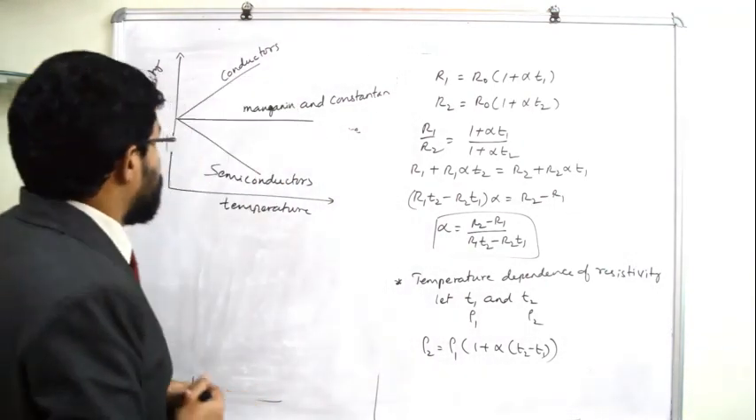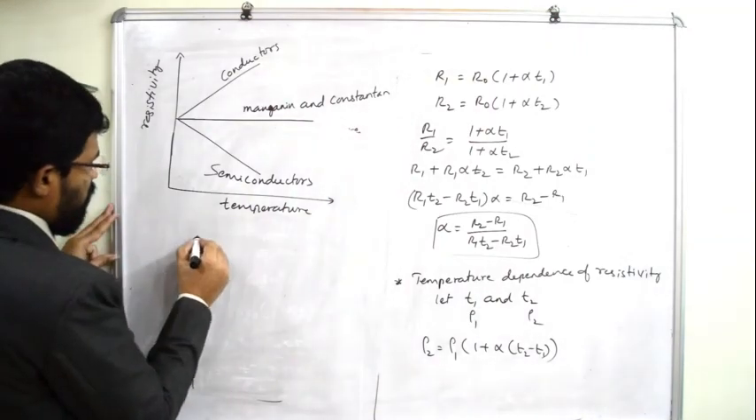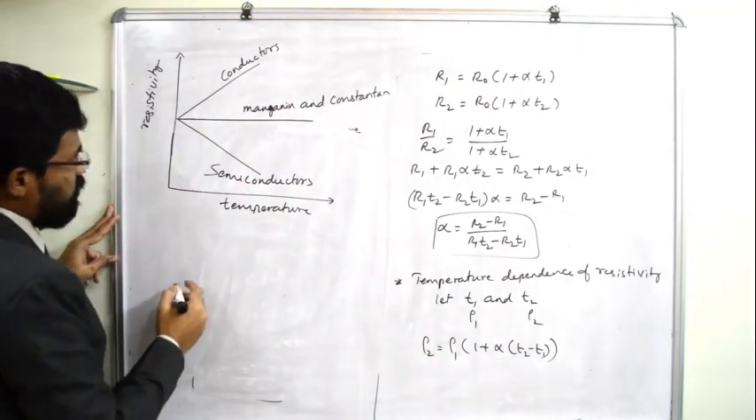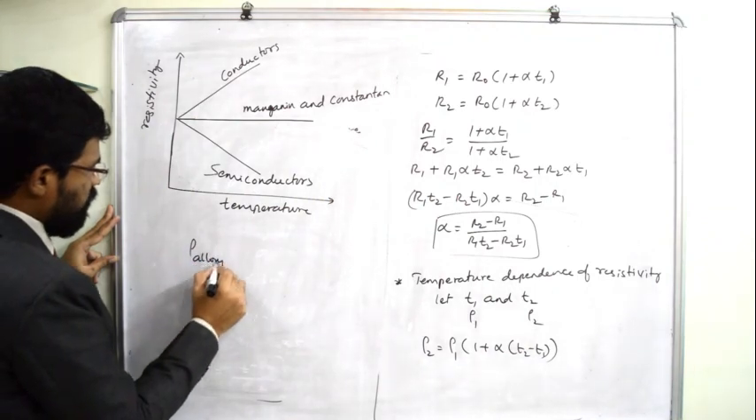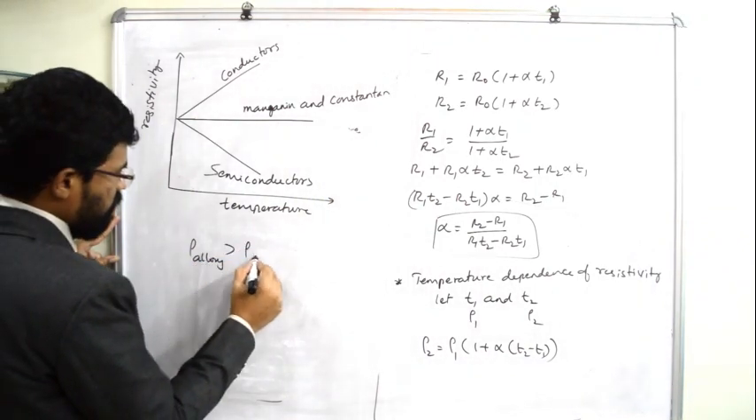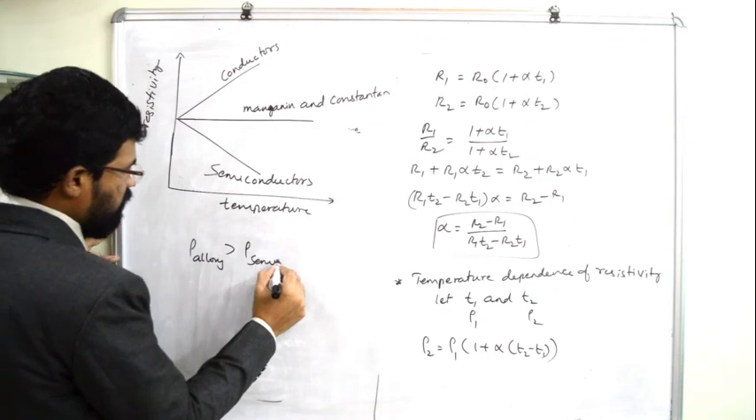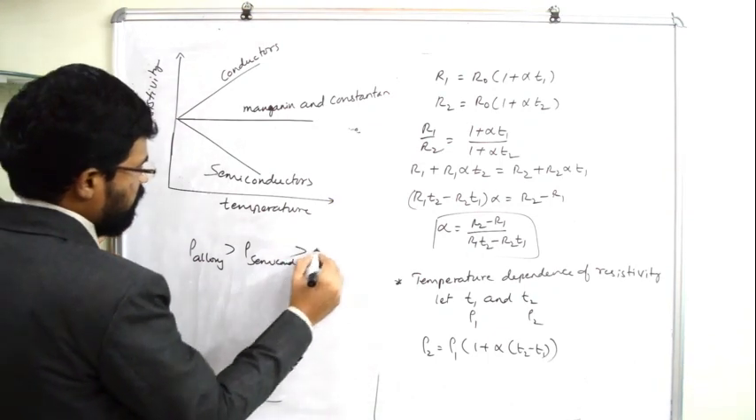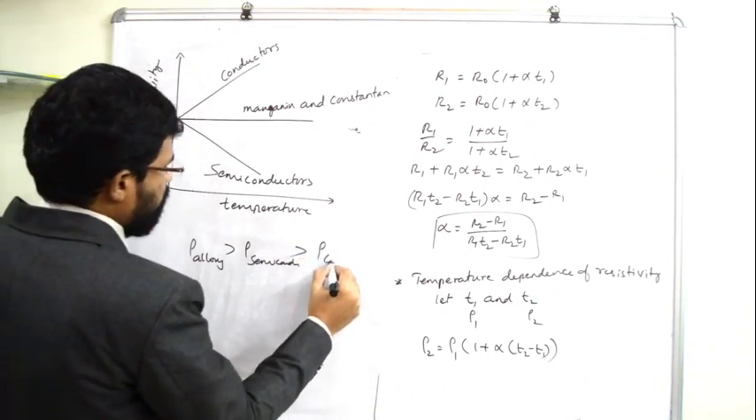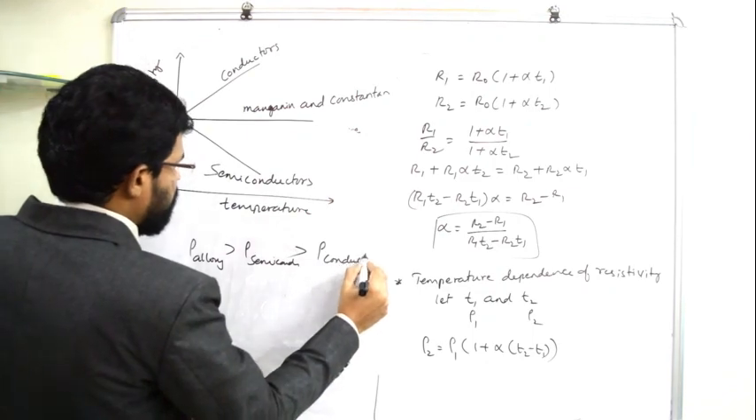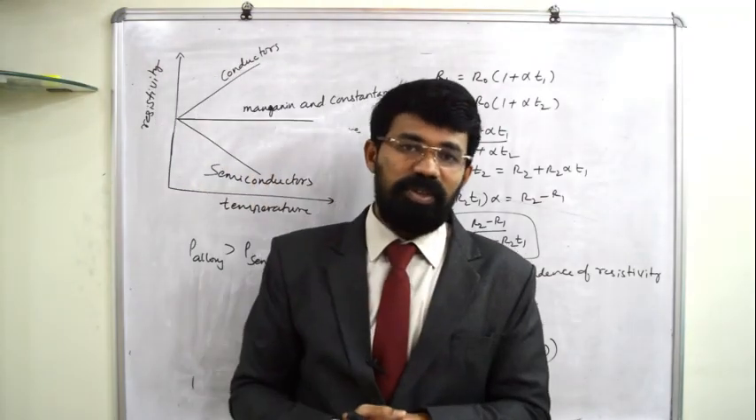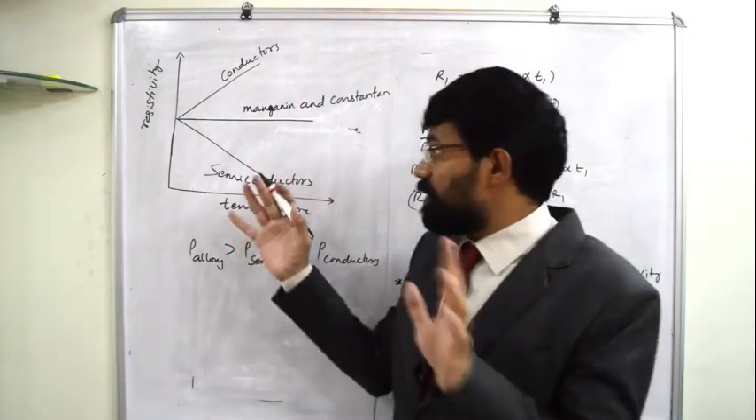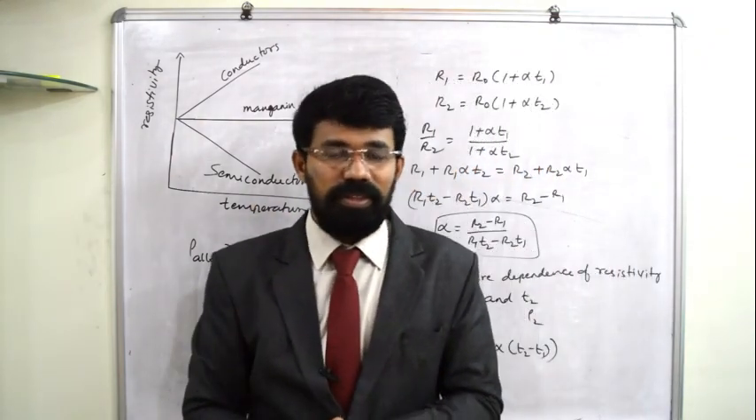So at this point, you can talk about the relation between the resistivities of these three kinds of materials. The resistivity of alloys will always be greater than the resistivity of semiconductors, which will be greater than the resistivity of conductors. These details will help us to face conceptual questions in the examination. Okay, so these are the details about resistance and resistivity.